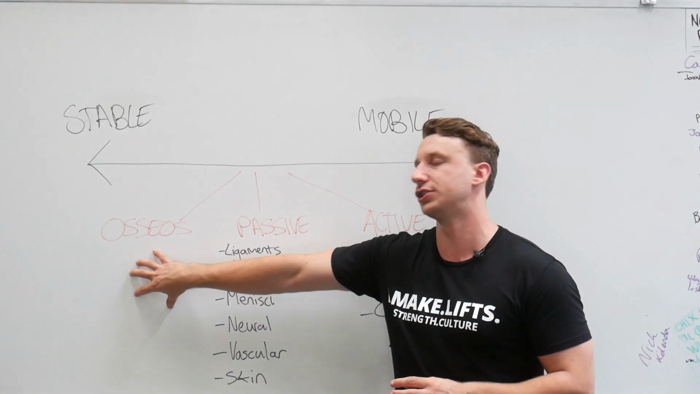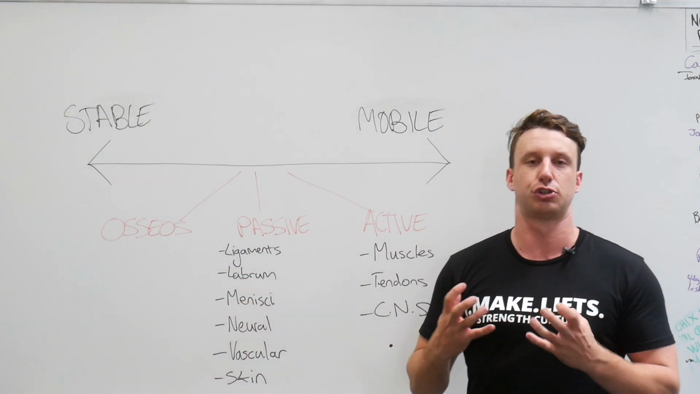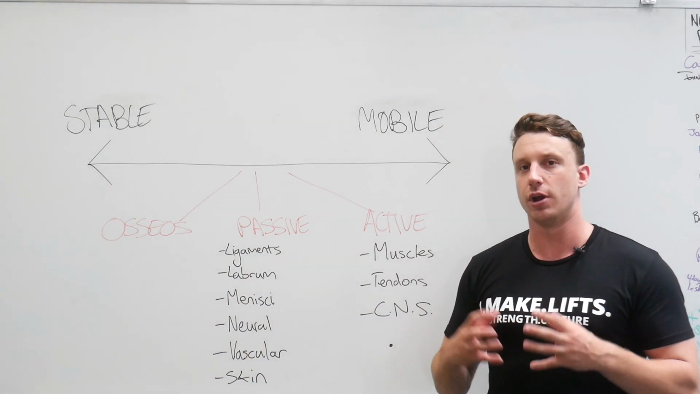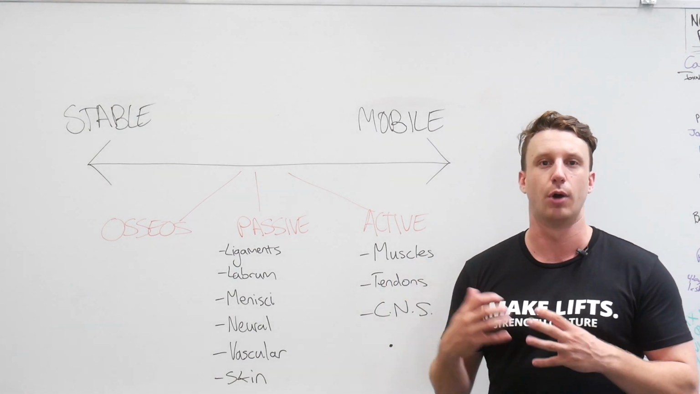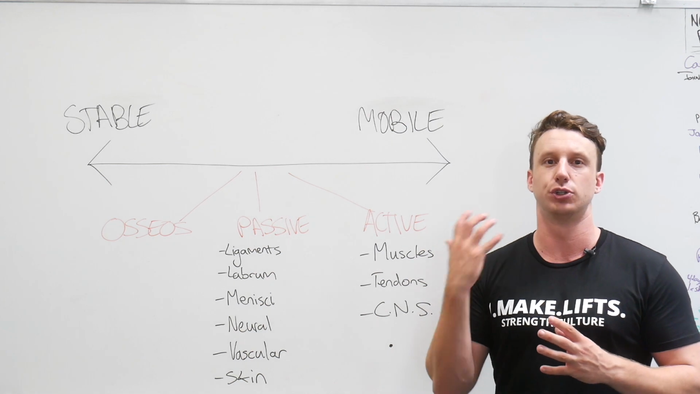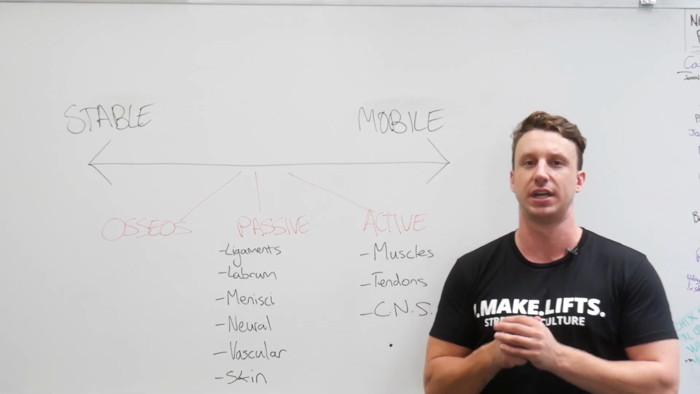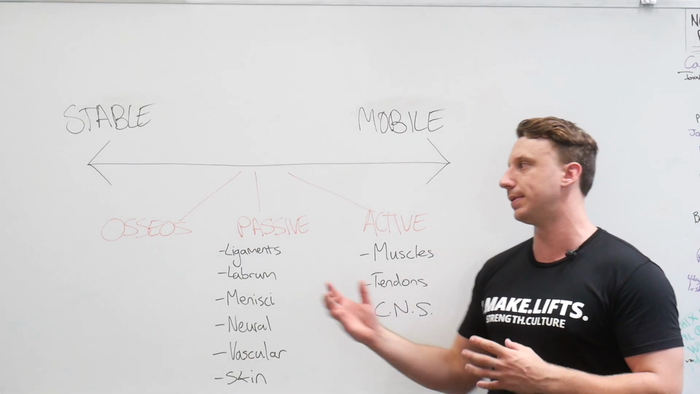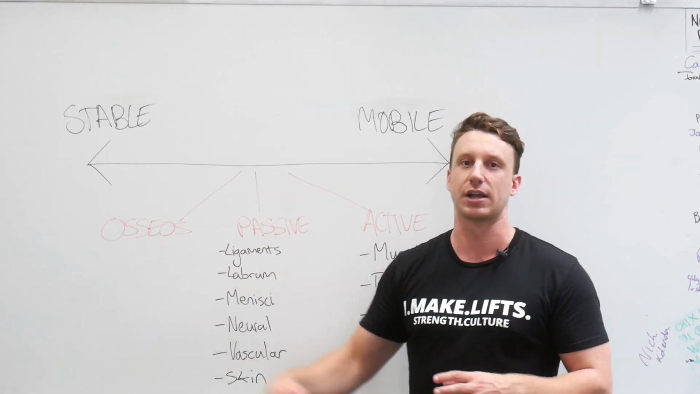The osseous formation of bones is literally just the structure in which the joint is made. We know that hinge joints like the elbow and the knee prefer to only move in one range of motion or one plane of motion, flexion and extension, and that is largely because of how the bones are actually formed.